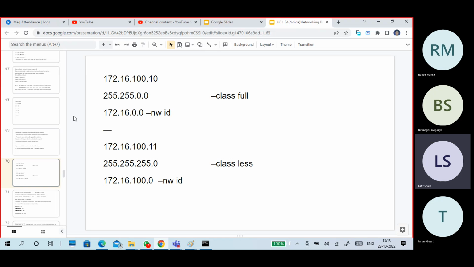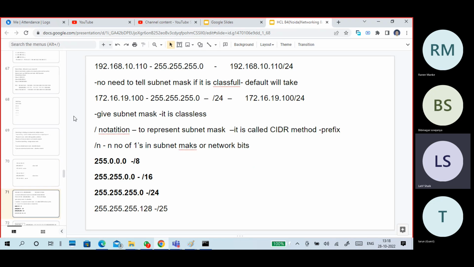Again, guys, if you are using the default subnet mask, that type of network is classful, and if you are using a different subnet mask, that is a classless network. Whatsoever it is, we can represent the subnet mask. If you tell an IP address and don't tell a subnet mask, it is default. If it is not the default subnet mask, you compulsorily have to tell it. That is the first rule.